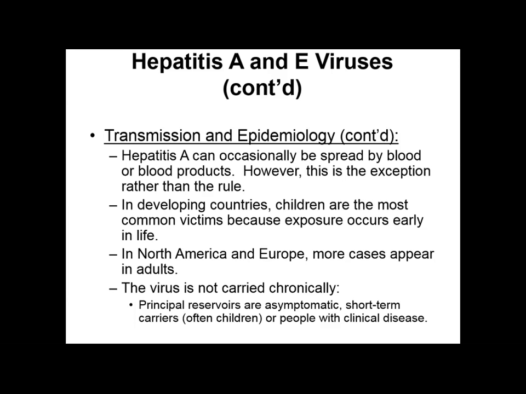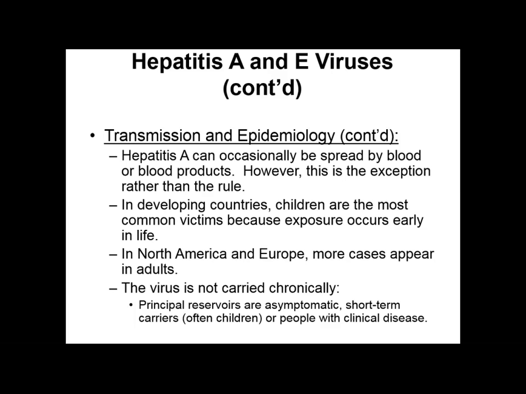In developing countries, though, we have found that children are most commonly the victims because their exposure occurs early on in life before their immune system is fully developed, before they have all that nice acquired immunity. Within North America and Europe, more cases are going to be appearing within adults.